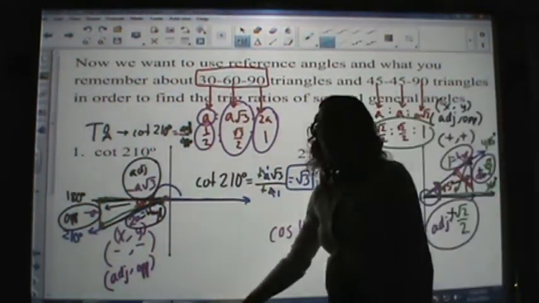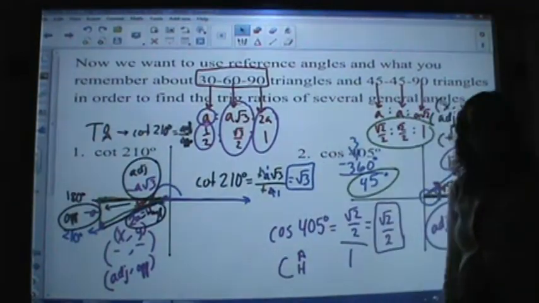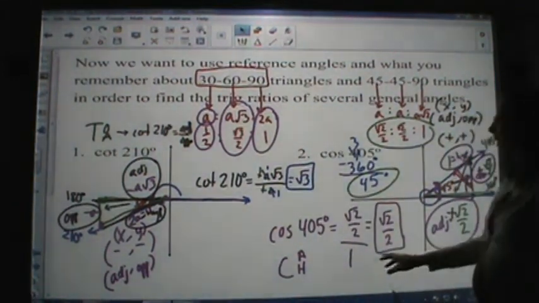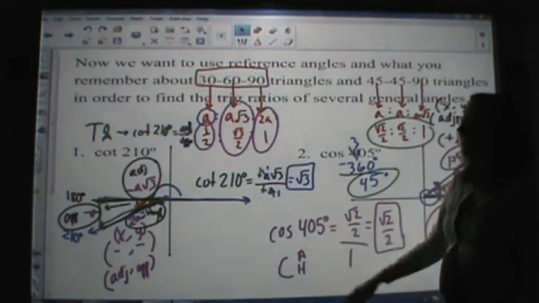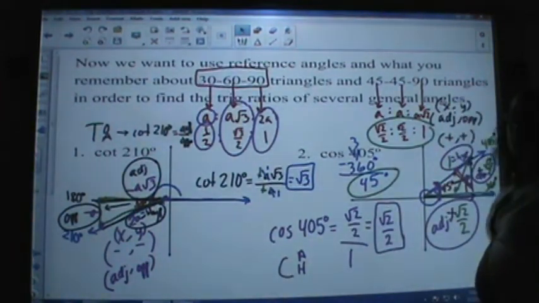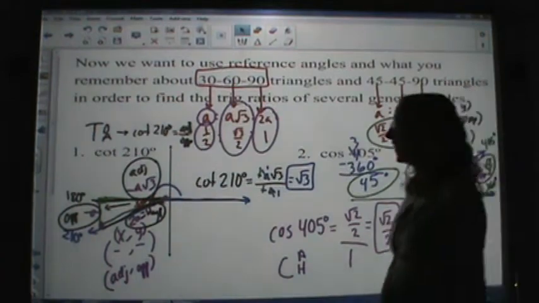Square root of 2 is about 1.4, square root of 2 cut in half is about 0.7. If you go to a calculator and you ask it, in degrees mode, what's the cosine of 405 degrees, it should spit out 0.707 because that is what it is. Hope you're doing okay with this.